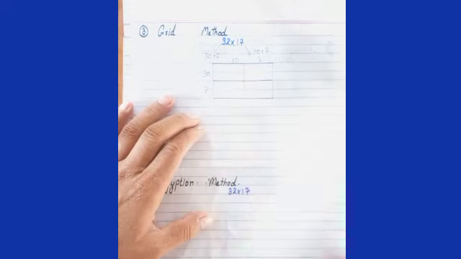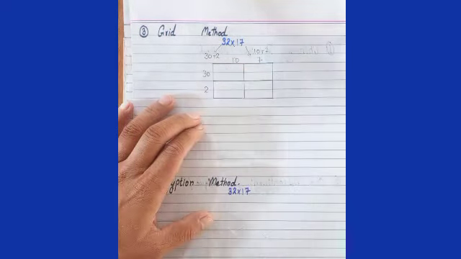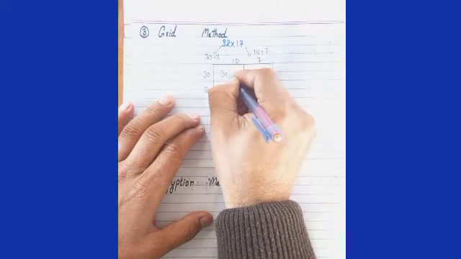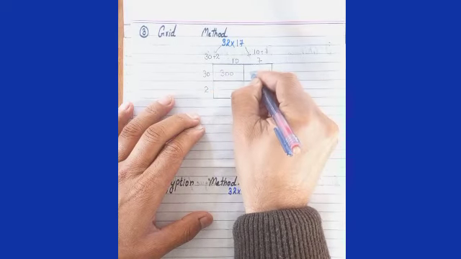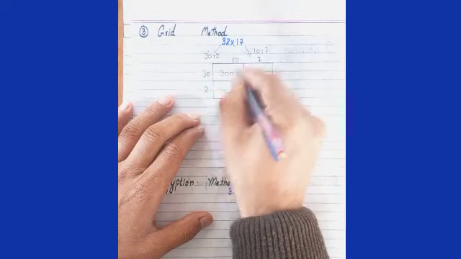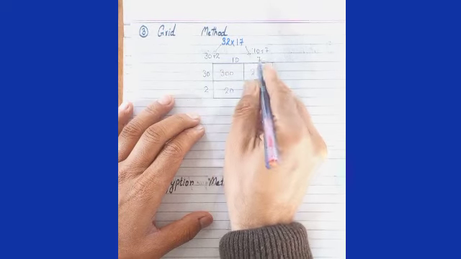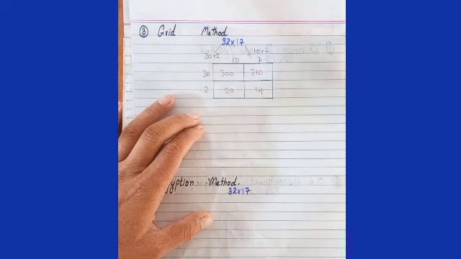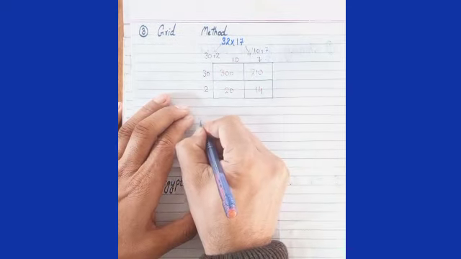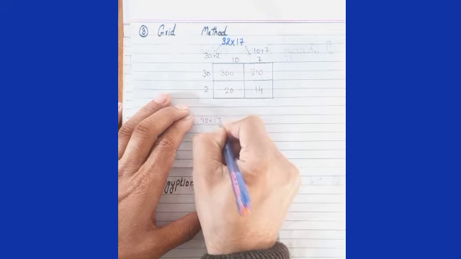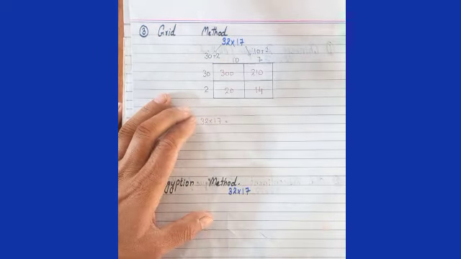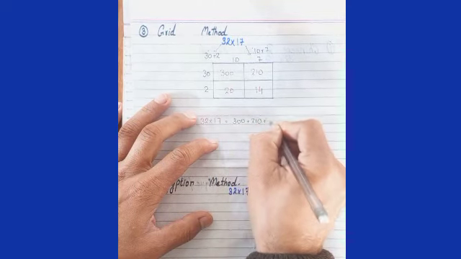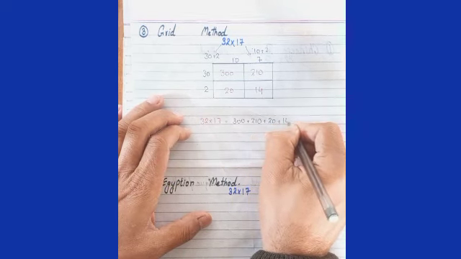So when 30 is multiplied with 10, it will give us 300. 30 multiplied with 7 is 210, and 2 multiplied with 10 is 20, while 2 multiplied with 7 is 14. In the last step, we will add all these numbers. So 32 multiplied with 17 will give us 300 plus 210 plus 20 plus 14.